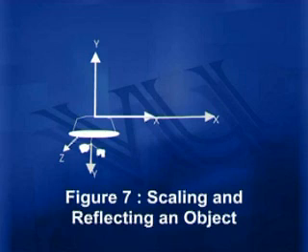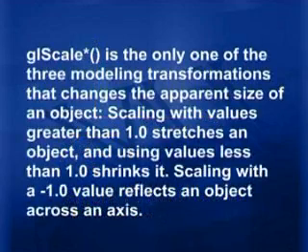In terms of y, we were specifying minus 0.5 as the scaling factor, and that is what has resulted in the height being halved and also being reflected. The reflection is towards the minus y part. glScale is the only one of the 3 modeling transformations that changes the apparent size of an object. Scaling with values greater than 1 stretches an object, and using values less than 1 shrinks it.